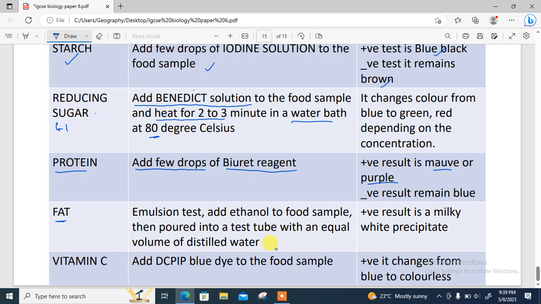Then test for fat. The test for fat is the emulsion test, where you add ethanol to the food sample, then you pour it into a test tube with an equal volume of distilled water. Now, the positive result is that it will form a milky white precipitate. Then lastly is vitamin C. How you test for vitamin C, you add what is referred to as the DCPIP blue dye solution to a food sample. Now, positive test is that the blue dye DCPIP solution will become colorless.